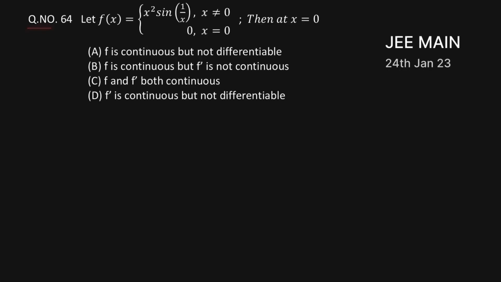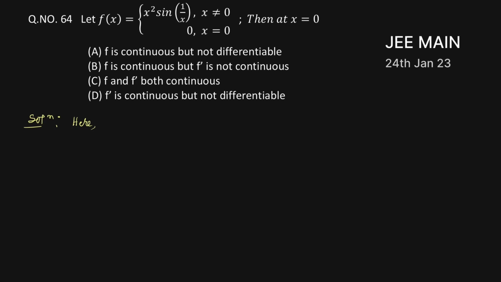Question number 64. f of x is given, which is equal to x square sine 1 by x when x is not equal to 0, and f of x equal to 0 when x is equal to 0. We have to check which one of the conditions A, B, C, D is correct at x equal to 0. Let's see the solution of this question.